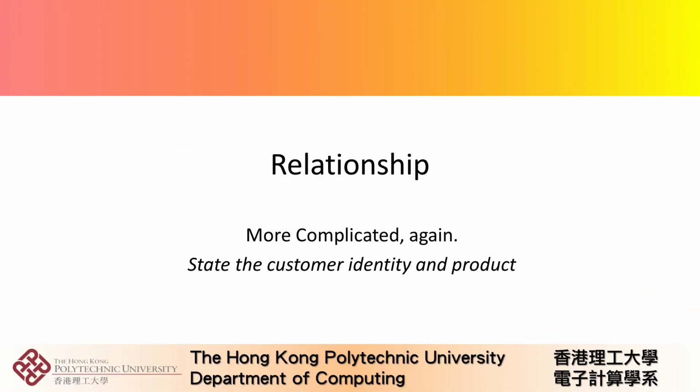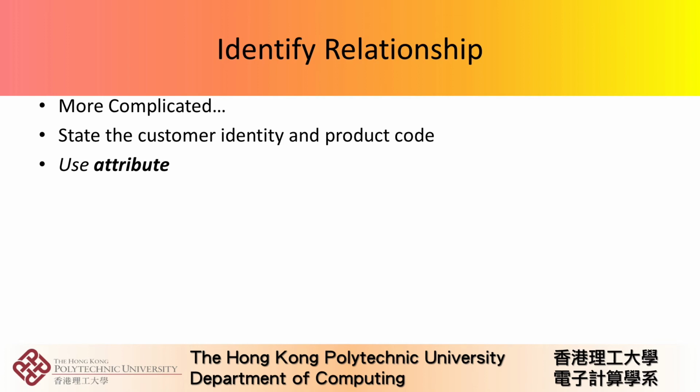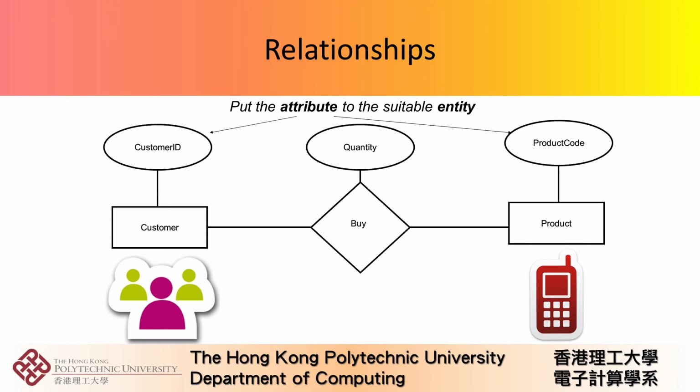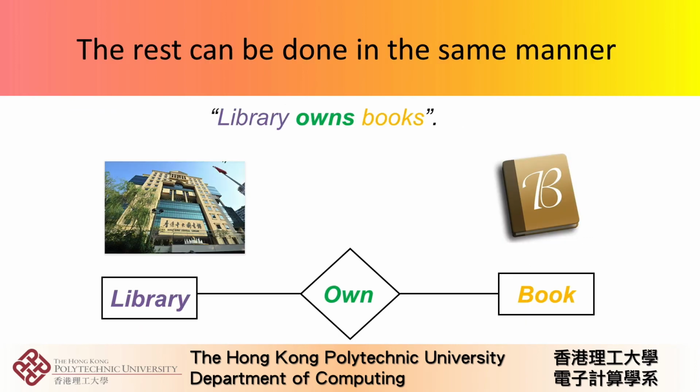We will illustrate a more complicated example again to state the customer identity and product. In a more complicated case, the customer identity and product code can be stated by using attributes. For simplicity, we use customer ID and product code to identify the product. Customer ID and product code are unique identifiers. As customer ID and product code are attributes, they will be shown as circles in the ER diagram. We then put the attributes on the suitable entity. The rest can be done in the same manner.